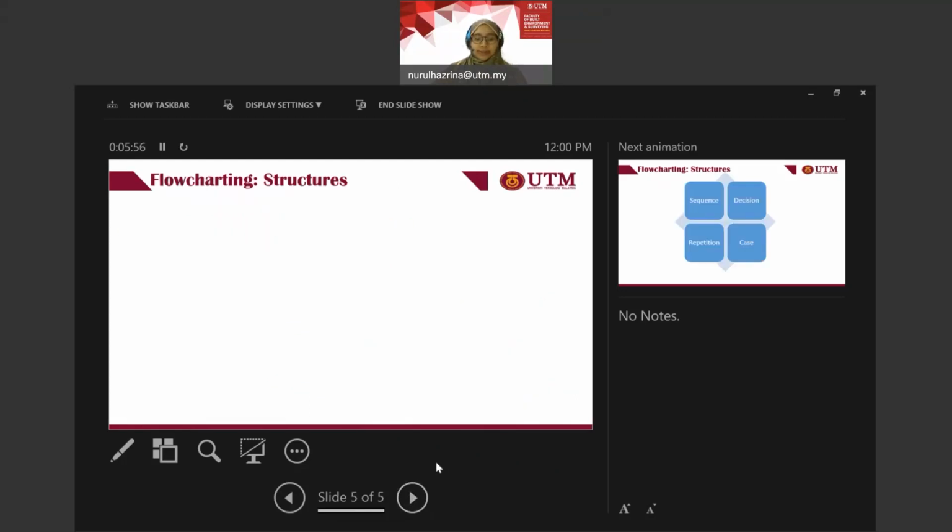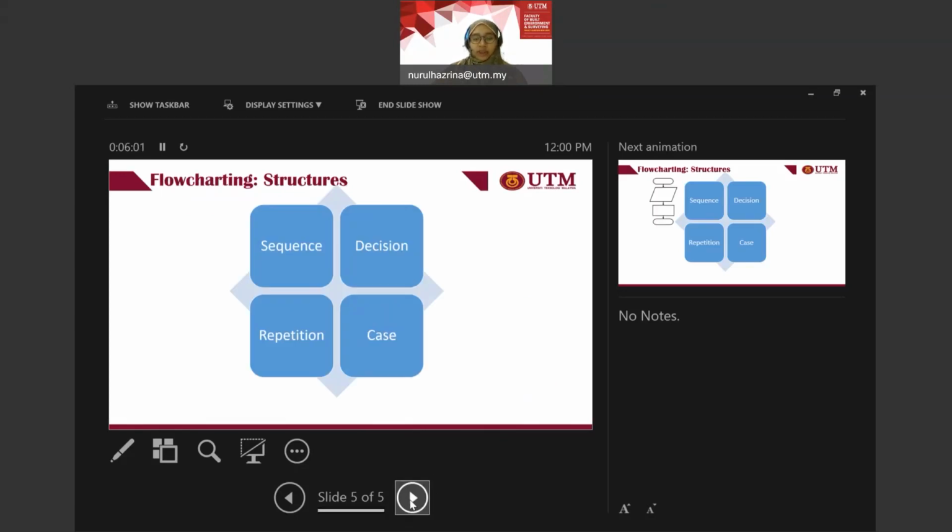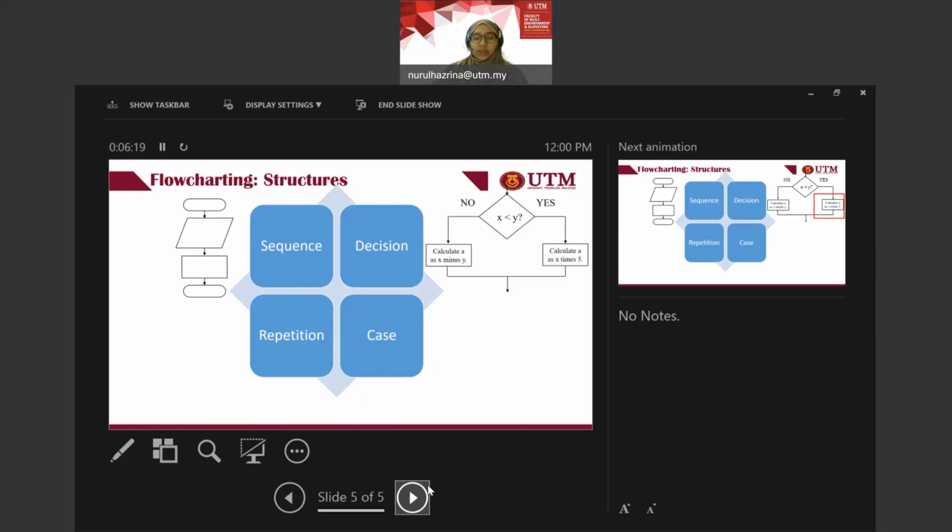Flowchart structures. There are four main structures in flowcharting: sequence, decisions, repetition, and case. The sequence is a series of actions that is performed in sequential order. The decisions is where one or more actions can be performed when a condition is met.